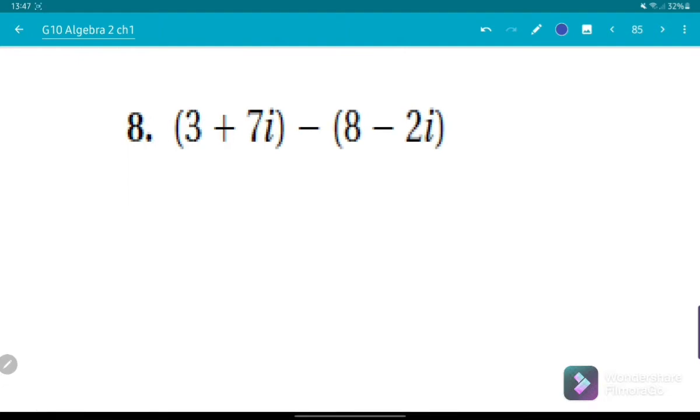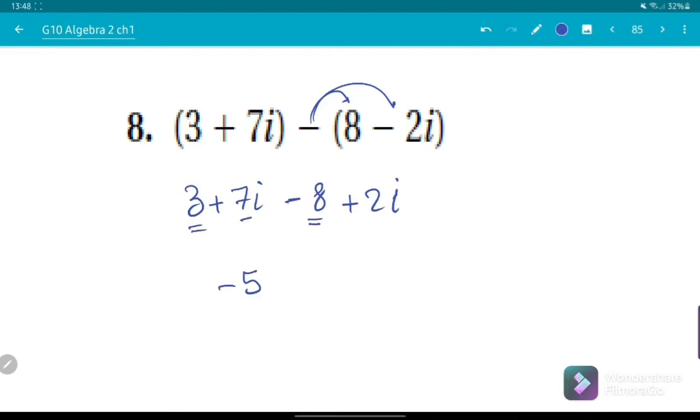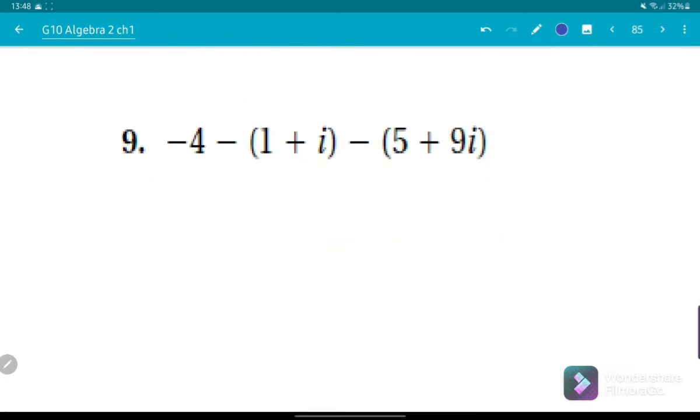If we are talking about subtraction, it's better to expand the negative. So the first one will be 3 + 7i, but this negative will change the signs in the next bracket to be -8 and positive 2i. Now combine the 3 with negative 8, it's negative 5. 7i plus 2i, the answer will be 9i. Here, expand first: negative 4 minus 1 minus i, because the negative changes the signs after it, then negative 5, negative 9i.